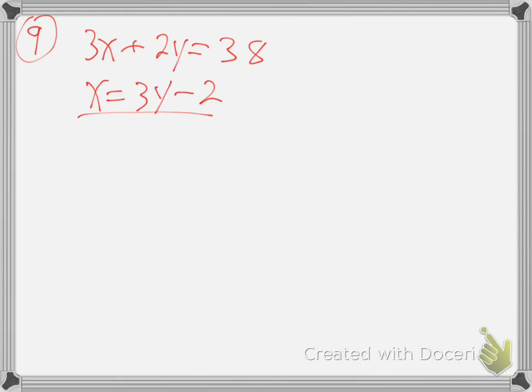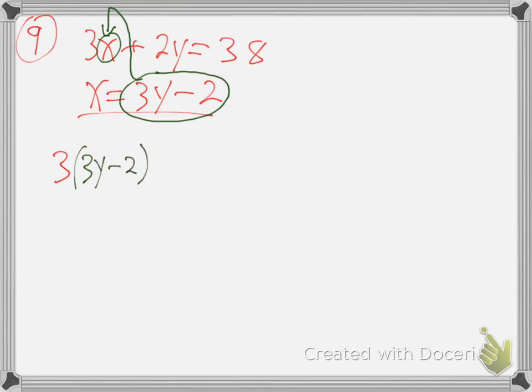Okay, so x is 3y minus 2. I'm going to plug that in for x right there, huh? That good? So what do we get? We get, so bringing that down, this will become 3. And then the x is 3y minus 2 plus 2y is 38. Does that make sense so far?